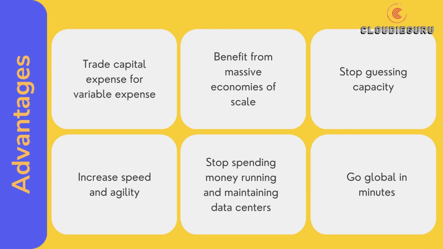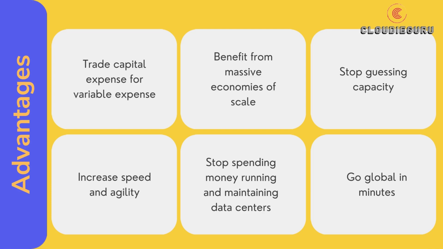Third is stop guessing capacity. In on-premises data center, we have to make a capacity decision before deploying an application, which ends up either in expensive idle resources or dealing with limited capacity. With cloud computing, we can access as much or little capacity as we need and also can scale up and down as required.